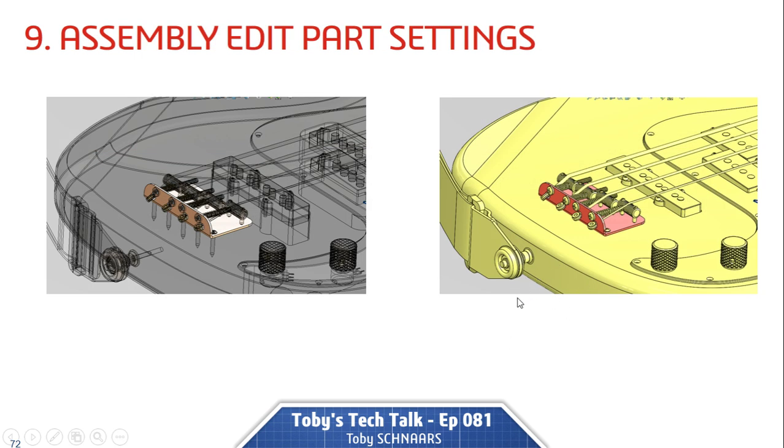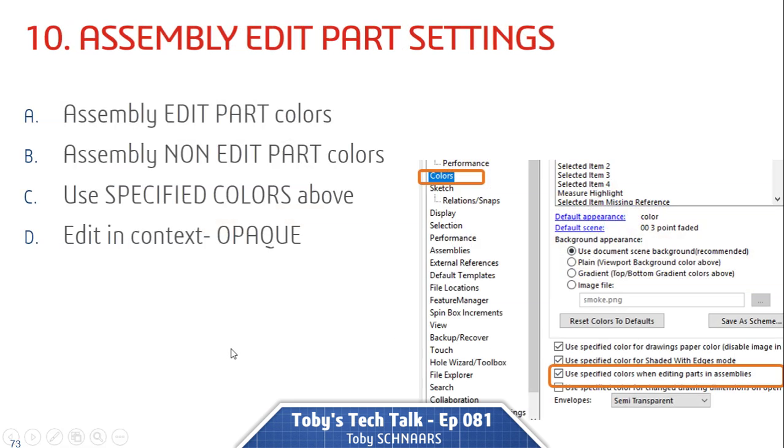Change my assembly edit part settings. That's actually a combination of four settings. So your assembly edit part color, non-edit part, the use specified colors option, and then the in-context to opaque.